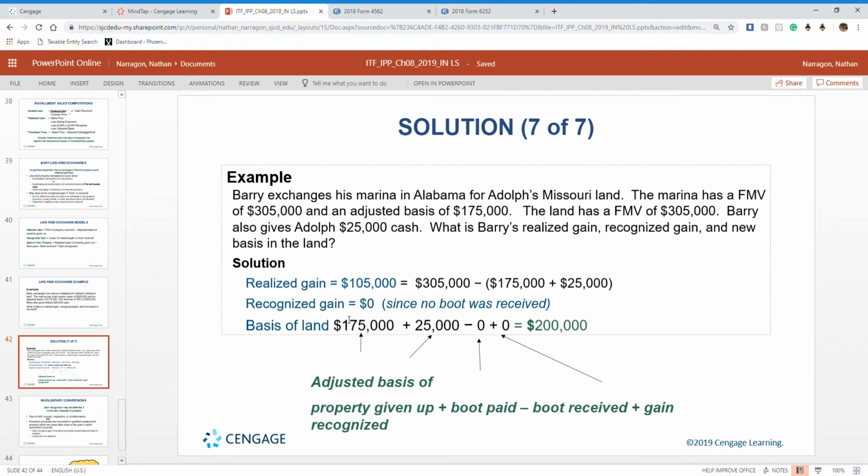His recognized gain is 0, since Barry did not receive any cash. It will be 0. No worries.